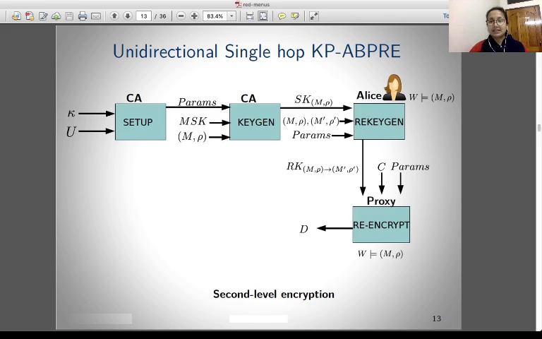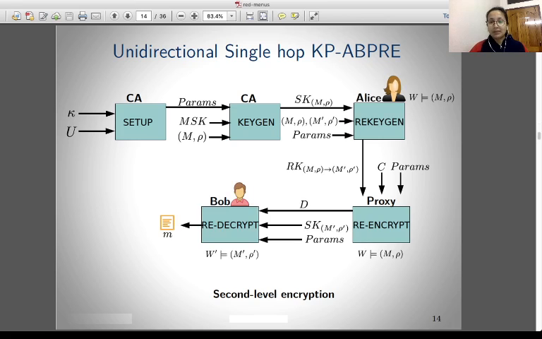Now this re-encryption key will be given as input to the proxy, which will run the re-encryption algorithm by taking as input the first level ciphertext C and the public parameters, and it will generate the second level ciphertext D. Note that D can be decrypted only by users who have the secret key corresponding to M dash row dash. Alright, and then on successfully running the algorithm re-decrypt, it will recover the original message M.